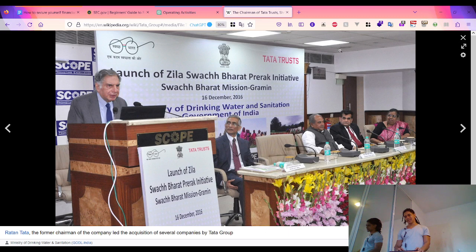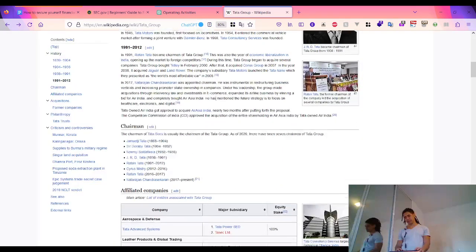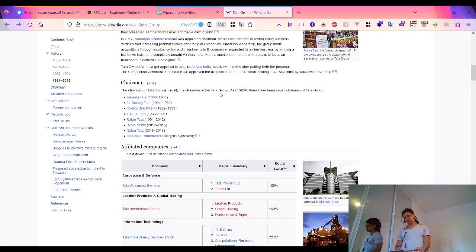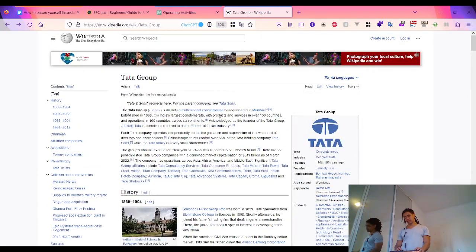Interesting. Tata Trust. Launch of Sila Swatch. Tata Group name, with products and services in over 150 countries and operations in 100 countries across this continent. Each Tata company operates independently under the guidance and supervision of its own board of directors and shareholders.